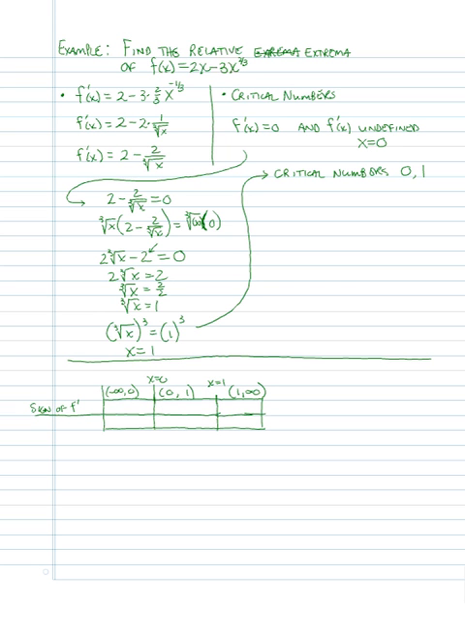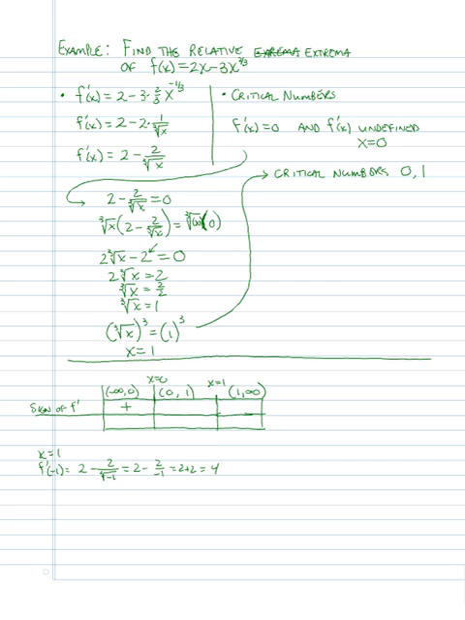We need to test a number that is between negative infinity and 0. And what are we testing? We're testing the derivative, aren't we? So for instance, we could test a negative 1. And so f prime of negative 1 would be 2 minus 2 over the cube root of negative 1. Well, the cube root of negative 1 is negative 1. So this is 2 minus 2 over negative 1, which is 2 plus 2, which is 4. But most importantly, it is positive.